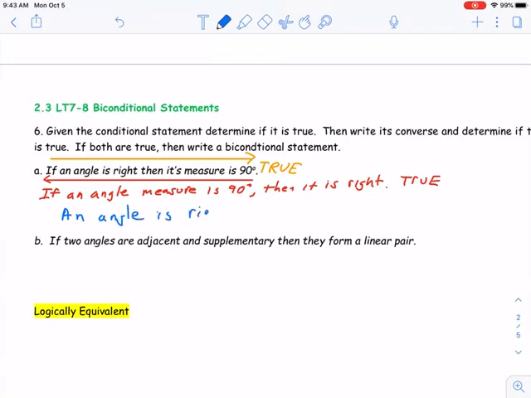An angle is right if and only if it is 90 degrees. Notice how I have this "if and only if" smack dab in the middle. That's the giveaway. I can even write, an angle is 90 degrees if and only if it is right. So the order doesn't matter when you write a biconditional statement because it's true either way.